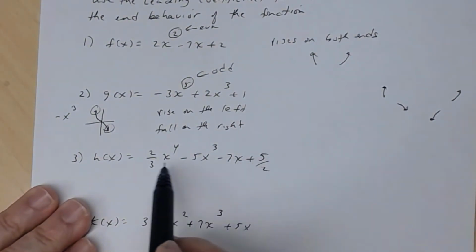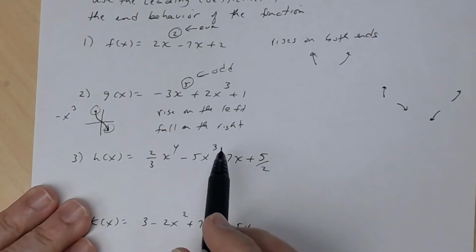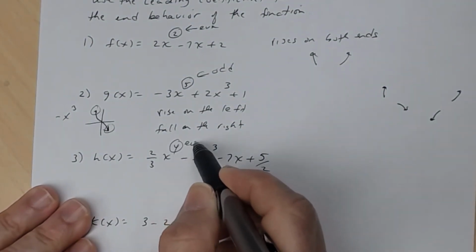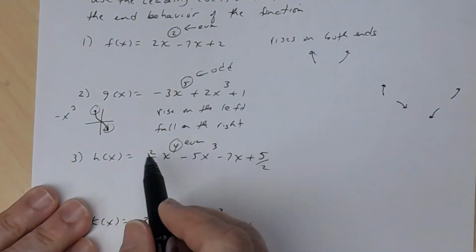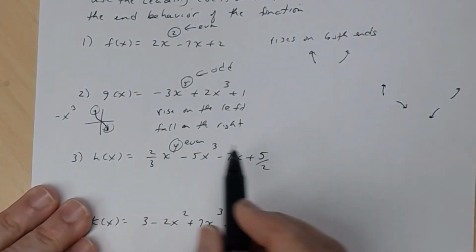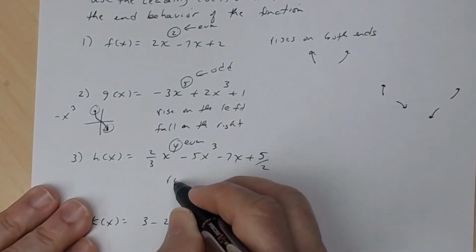Next one. Is it in descending order? The answer is yes. So the degree here is even, so it's either going to rise or fall. Since the leading coefficient is positive, it's going to rise on both ends.